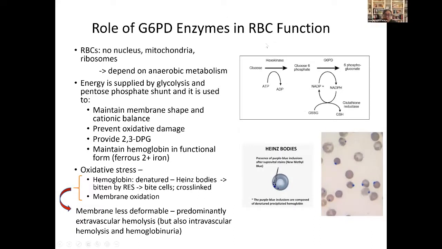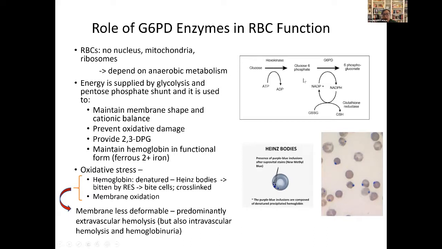So you guys know that the red cell is really just a pure oxygen carrier, right? There's no nucleus, no mitochondria, no ribosomes. So the red cell can't really generate energy by itself. And because it doesn't have mitochondria, it's not able to participate in aerobic metabolism.